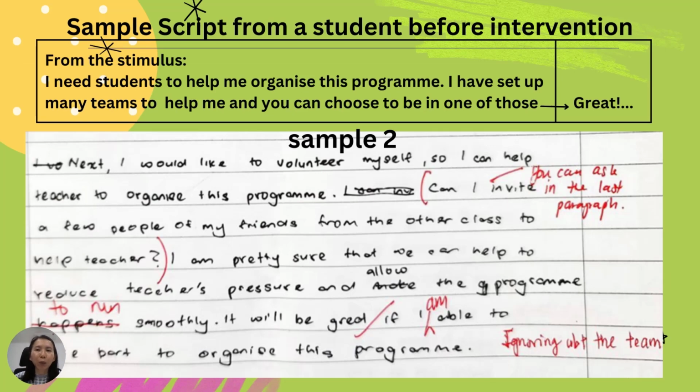Another problem faced by my students would be the tendency to ignore the prompts in the stimulus. For example, in this case, the teacher asked the student to choose a team to join from all the groups that she has set up for the school program, but it is ignored by this student. Instead of answering the prompts, students tend to give irrelevant responses. For this example, this excerpt of script shows this student asks an unnecessary question such as, "Can I invite a few of my friends from other classes to help teacher?"